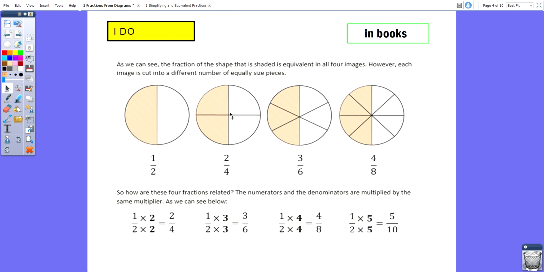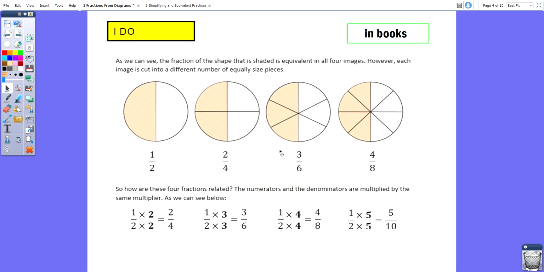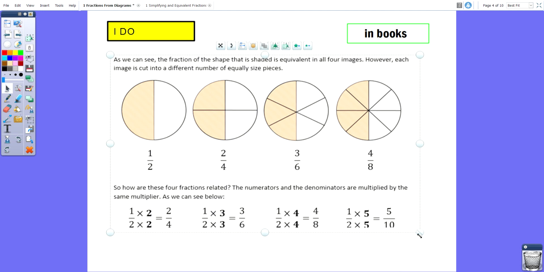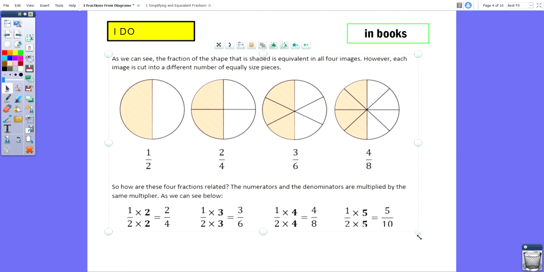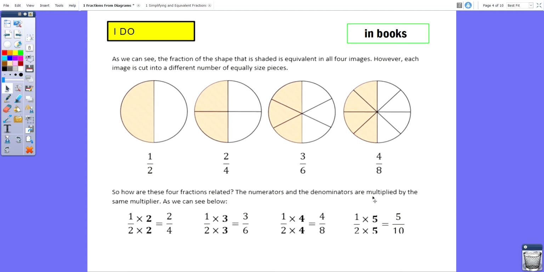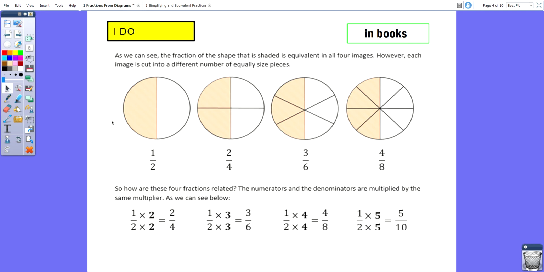Okay, so on the piece of paper you're working on, what I want you to write down is that equivalent fractions are the same amount shaded in. So you write down equivalent, which is this word here, and that's equal to same amount shaded.